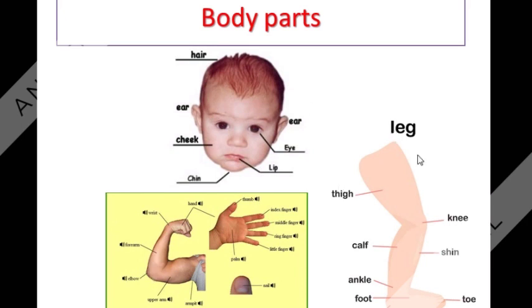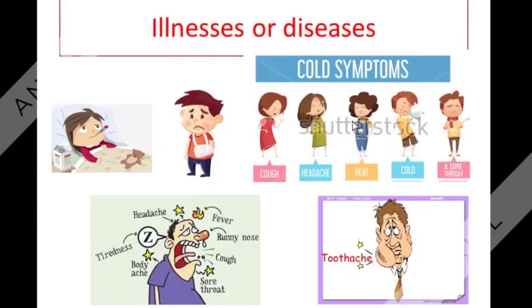And finally we have our leg parts. So we have the knee and we have the ankle. Do you see it? Okay, so basically those are the parts that we learned or that we reviewed if we already knew them.